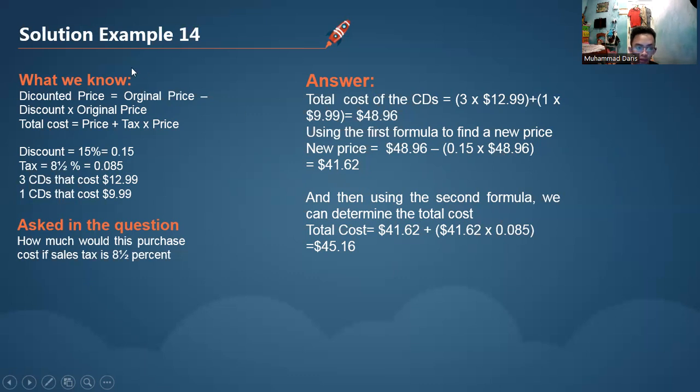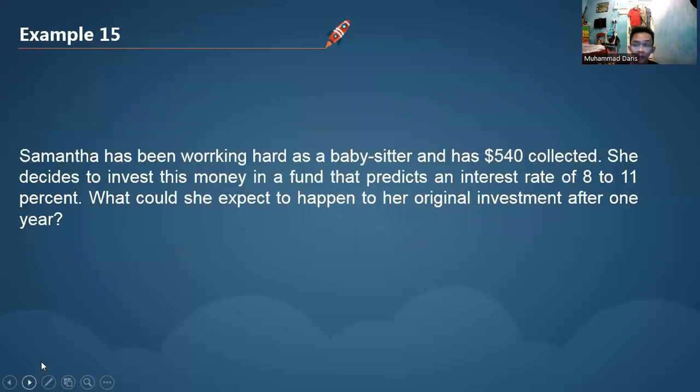The total cost with the tax, okay, is $41.62 plus open bracket tax times price. It is $41.62 times the tax, which is 0.085, and then the total cost would be $45.16. Okay.